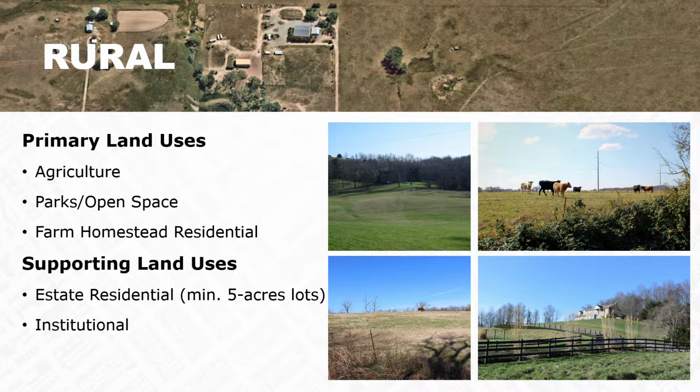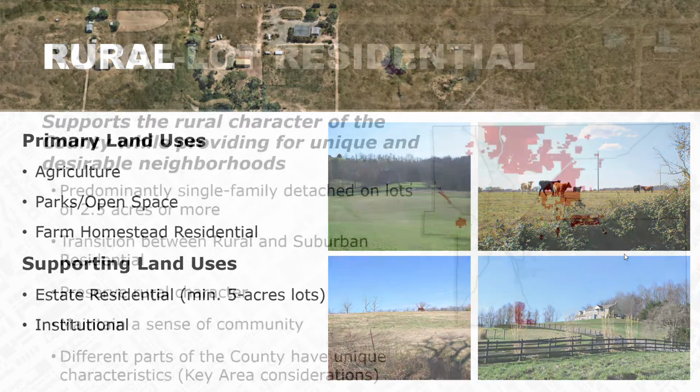Supporting land uses that you may see in these areas include estate residential with a minimum of 5-acre lots, and maybe some institutional uses, such as government facilities, out in these areas. But these photographs give you a good idea of the types of development we would anticipate seeing in the rural place type areas. And again, this is primarily the eastern portion of the county, with a few sporadic areas over on the western edge of the county.